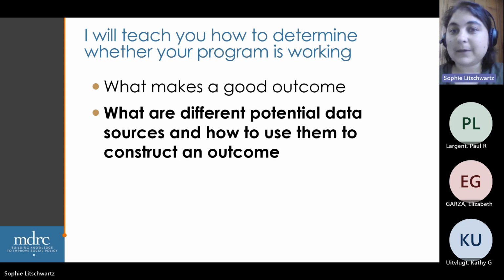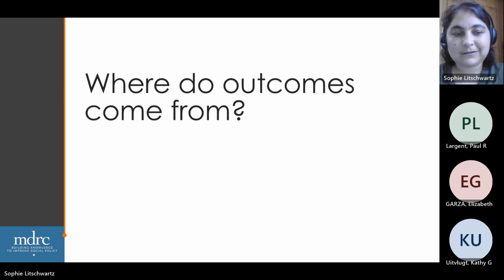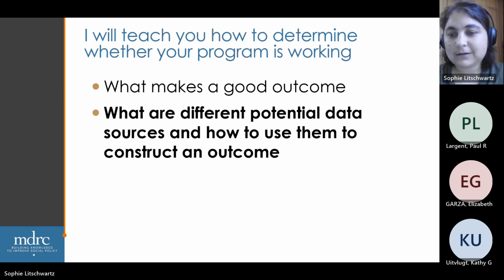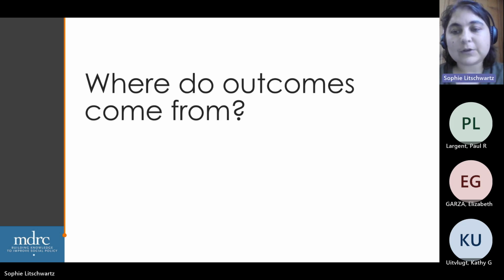Yeah, the first thing was what makes a good outcome. And the second thing we're going to go over is what the different potential data sources are and how to use them to construct an outcome. So here, where do outcomes come from?